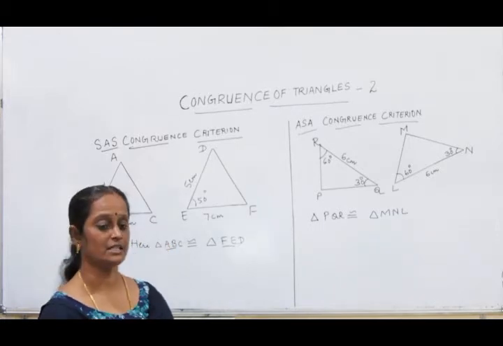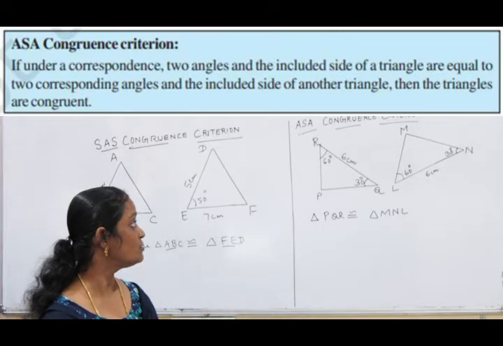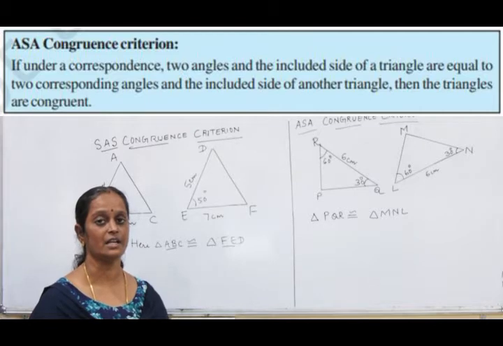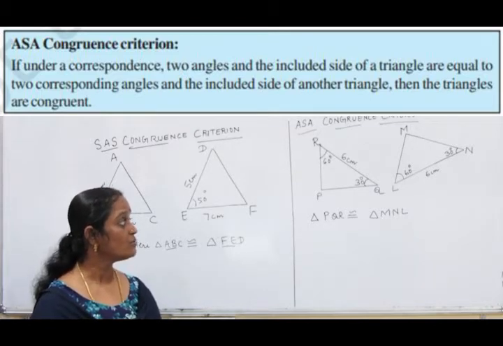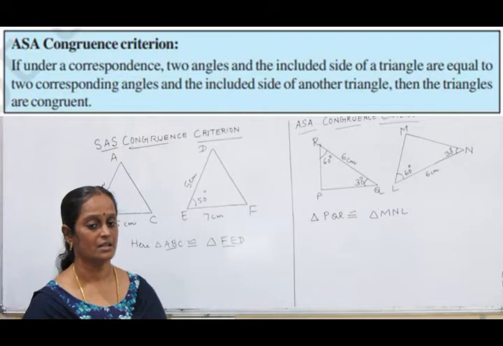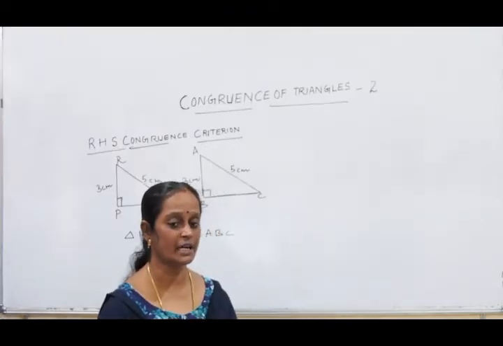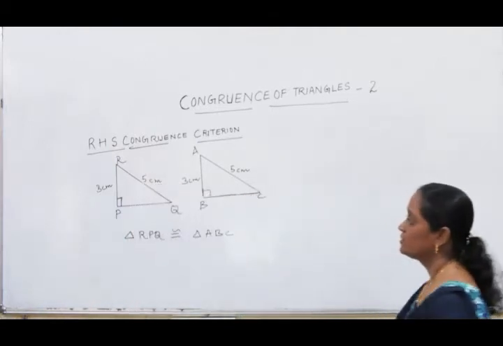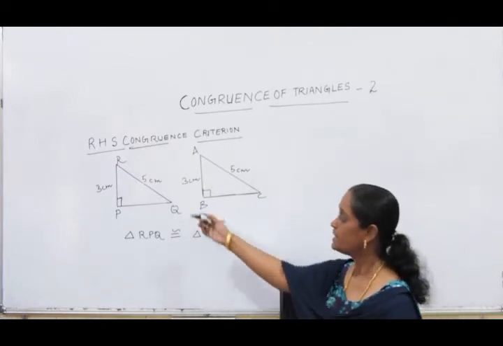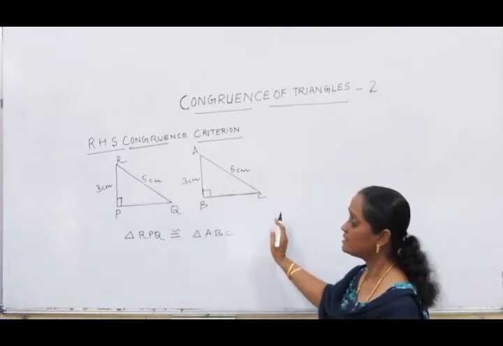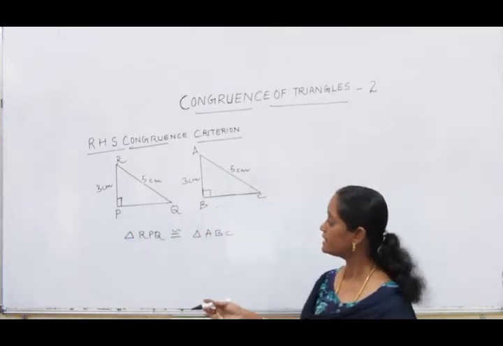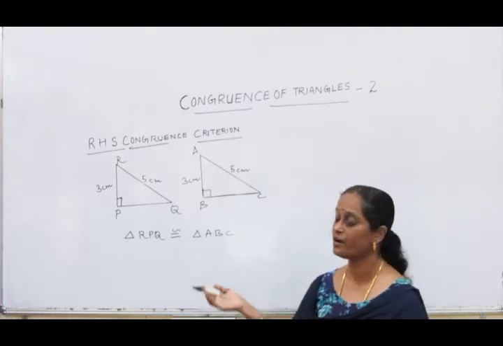According to angle side angle congruence criterion, two triangles are congruent if two angles and the included side of one triangle are equal to the two angles and included side of another triangle. Next, the fourth one, RHS congruence criterion, or right angle hypotenuse side congruence criterion. Here two right angle triangles are there, one is RPQ and the other one is ABC. Here you can see the right angles, angle P and angle B, are equal. In a right angle triangle, one angle will be a right angle, and it will be equal.